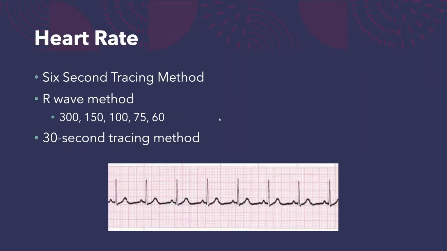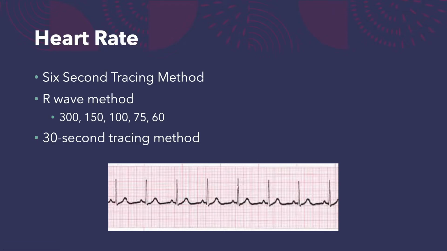The most common method is the 6 second method. So this is a 30 box, 6 second strip. You count the number of QRS complexes: 1, 2, 3, 4, 5, 6, 7, 8, and multiply by 10. So this person's pulse is 80.